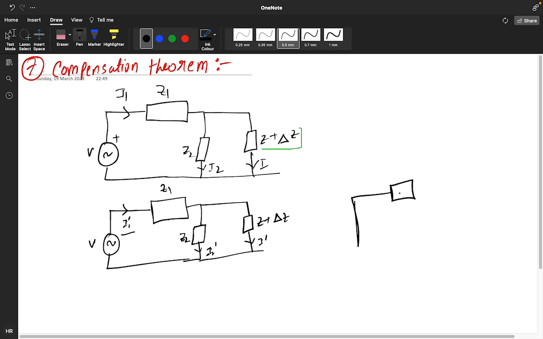We are not getting questions from these theorems, this compensation theorem. So I'm just giving you a brief idea.